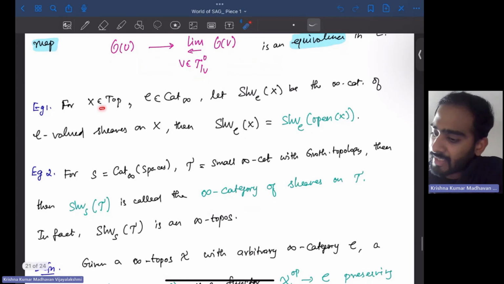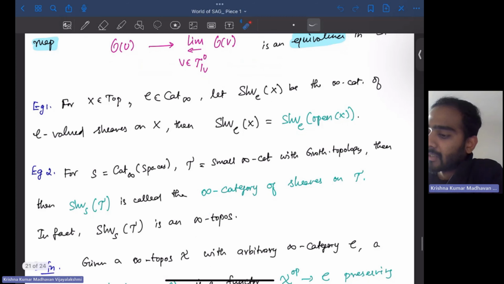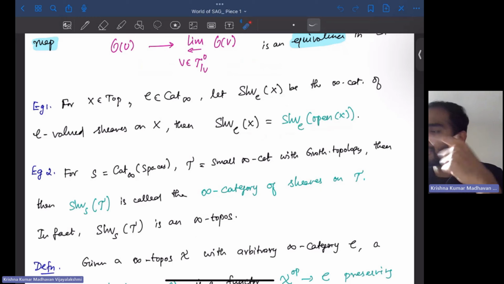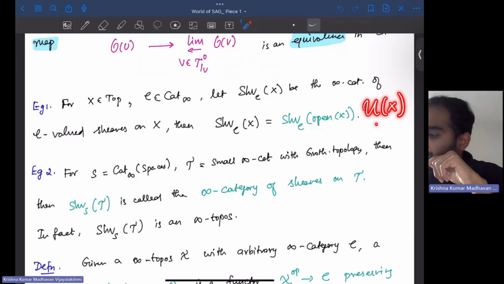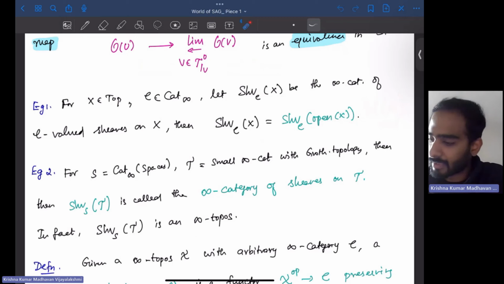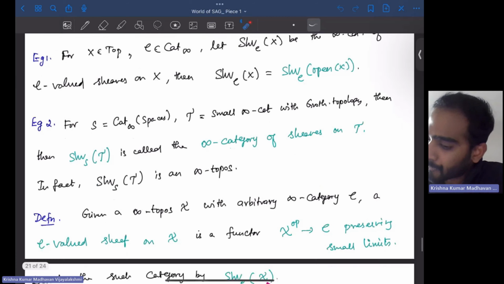So a basic example is if you have any topological space, we have seen that. So this topological space is considered as an infinity topos by taking the sheaf object on it, defined on the set. So instead of set, we can also take values on any infinity category, which is denoted here. And then this is exactly the sheaf taking values in C, but defined on the open subsets of X, for which we use the notation U of X. So this is a partially ordered set category where the objects are just opens of a given scheme or an object X, and the morphism is what it intuitively should be.